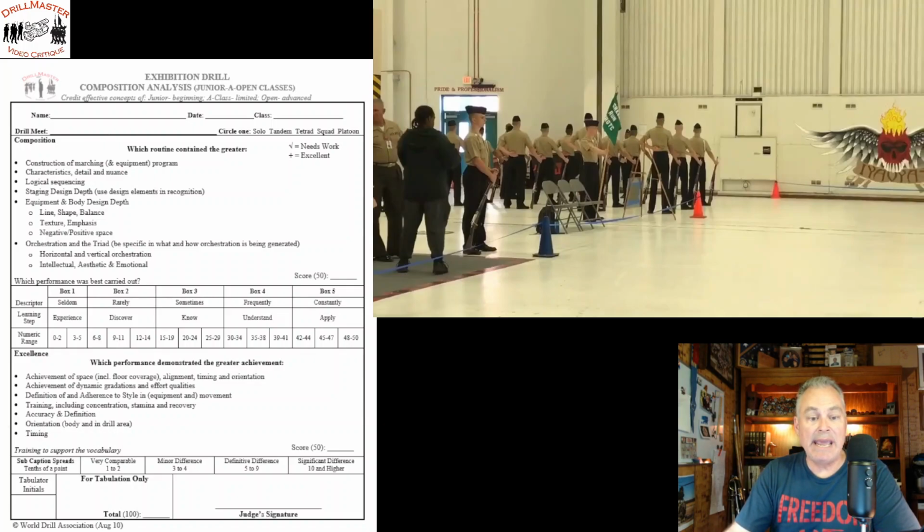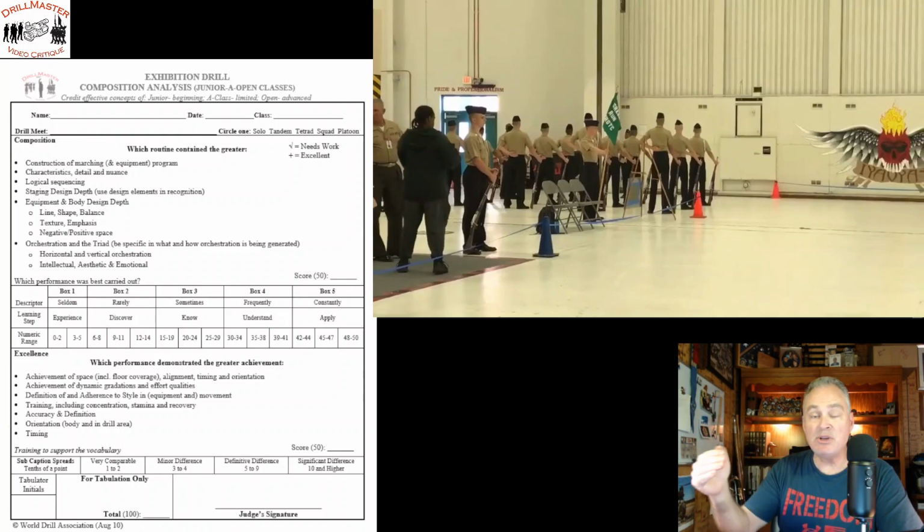Then definition and adherence to style in equipment and movement. There's definite definition and adherence to the style that the team performs here. Training to include concentration, stamina, and recovery. I think that speaks for itself. Accuracy and definition, that is the clarity of the... We all communicate. This is all about communication.